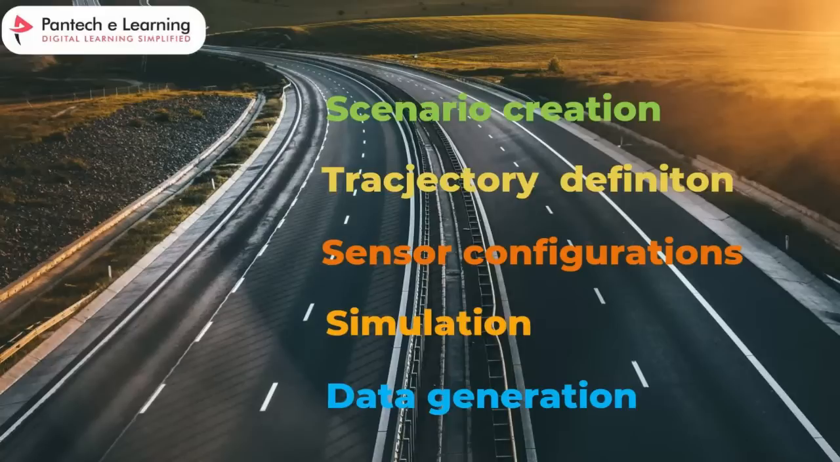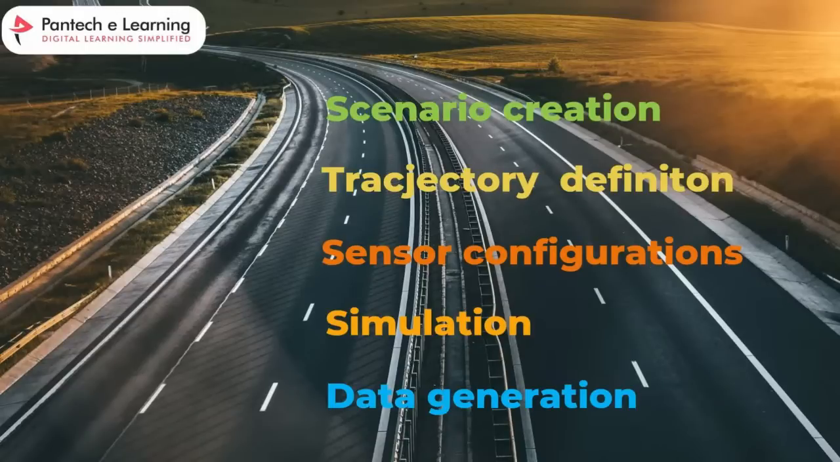Next one is trajectory definition. What is trajectory definition? Users can define the trajectories of the vehicle and the other actors within that scenario. This includes setting parameters such as speed, acceleration, turning behavior or yaw angle. So these are all the trajectory definitions. Next one, sensor configurations. The app allows users to configure various sensors such as the vision sensor and radar sensor, and specify their properties including the FOV, field of view, range and resolution.